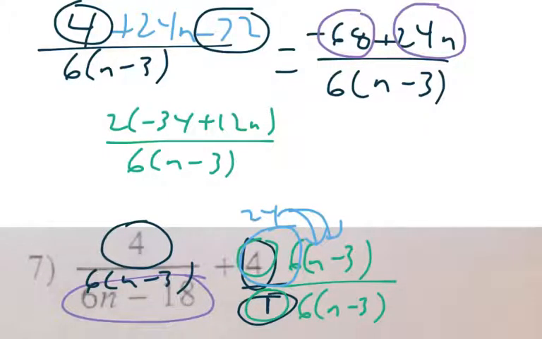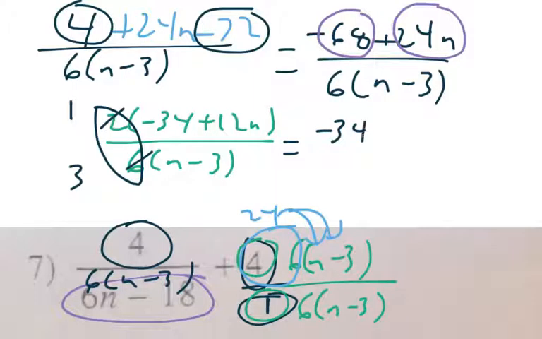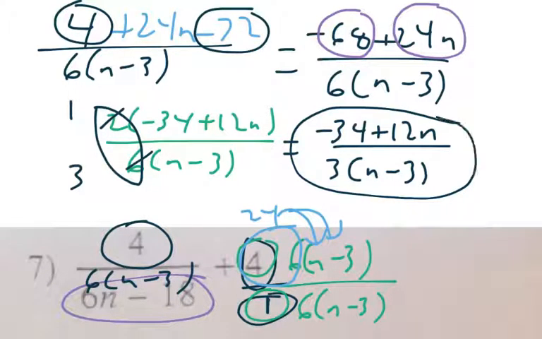And why I did that is, if you look right here, guys, I can reduce 2 over 6 to simply 1/3, can't I? So my final answer is negative 34 plus 12n over 3 times n minus 3. There's no other common factors, so I am done. Pause the video if you need to.